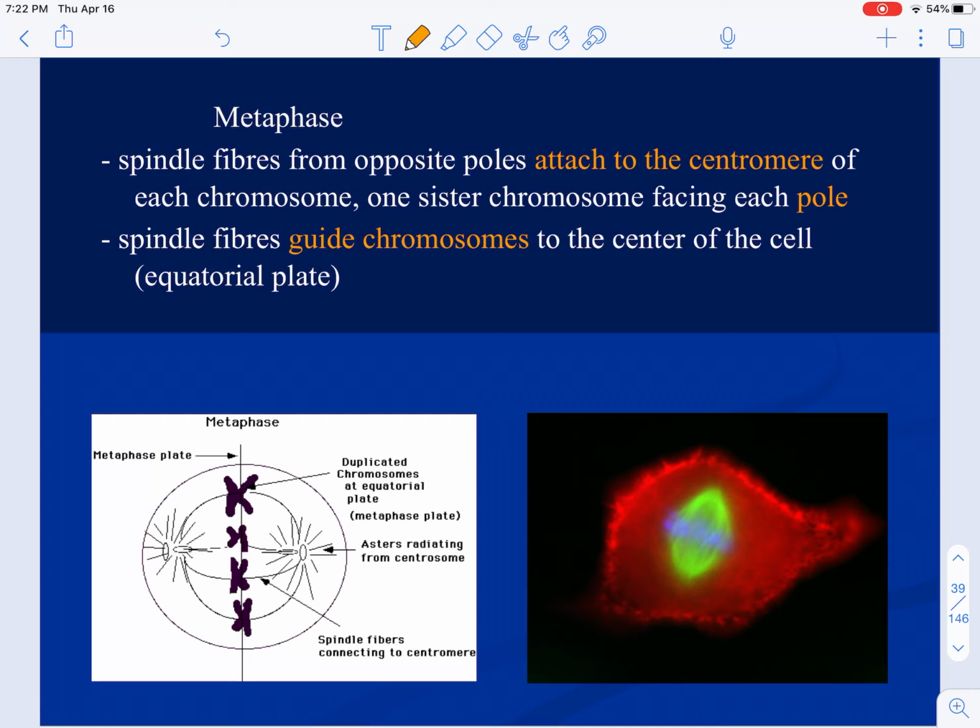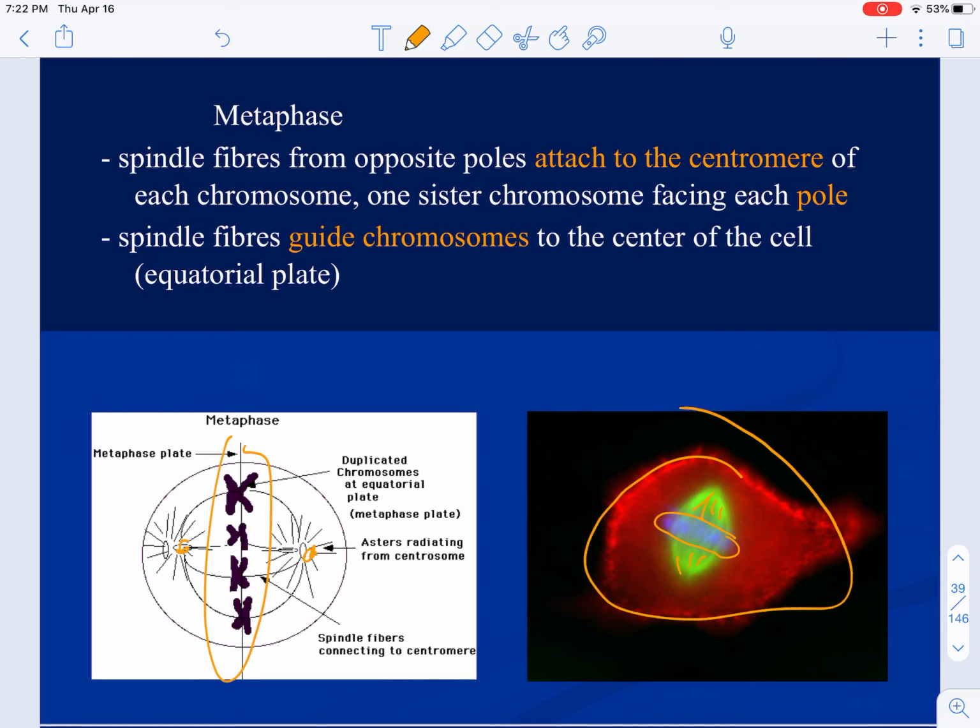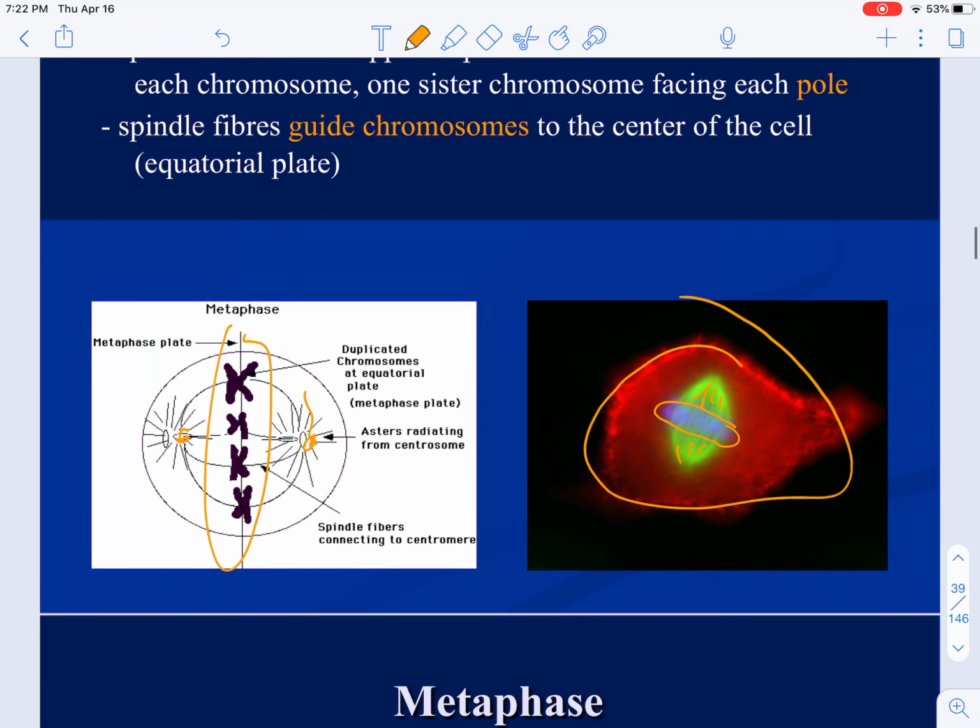Second stage is metaphase, and in this fluorescence method of microscopy, we see the chromosomes as a dark band here in the blue, and we see the spindles as this green section. Here's a cell. And so metaphase is when those chromosomes line up down the center. Our centrioles are on the 2 opposite sides.